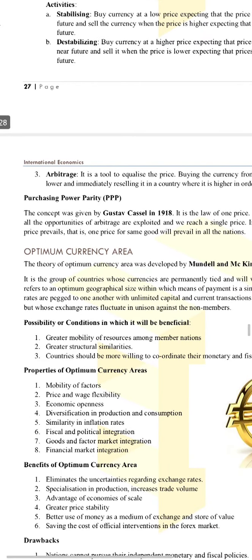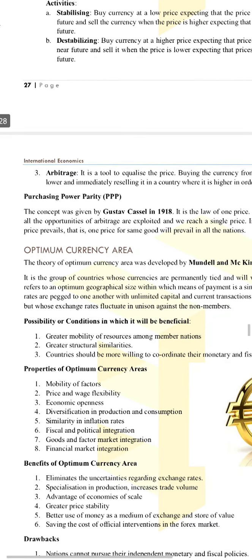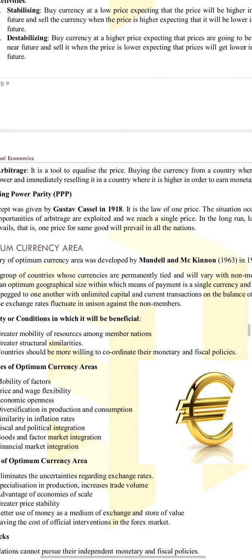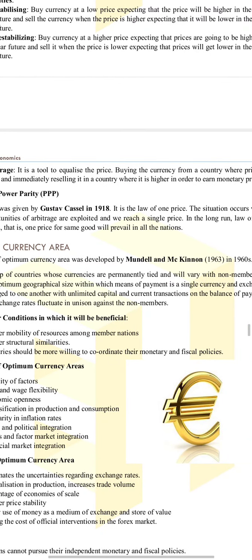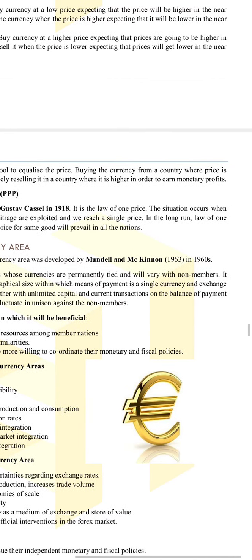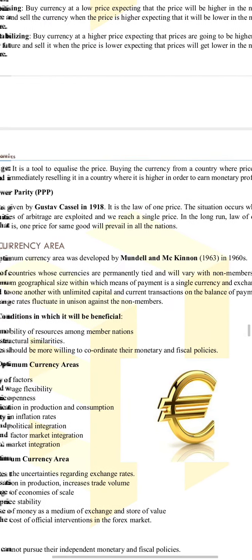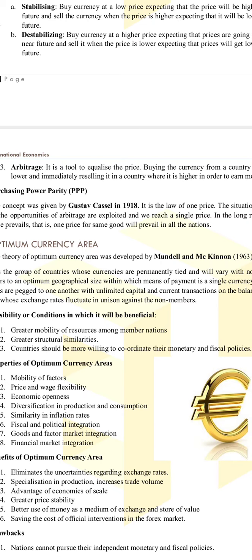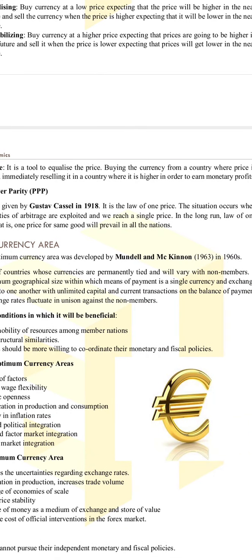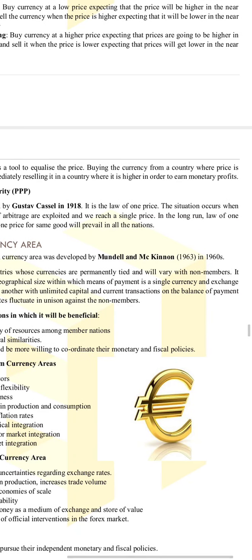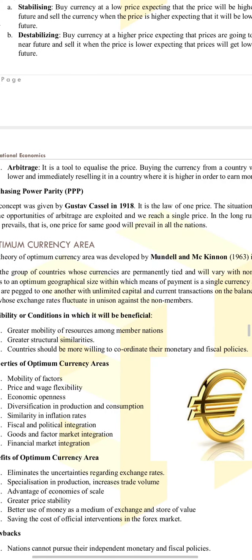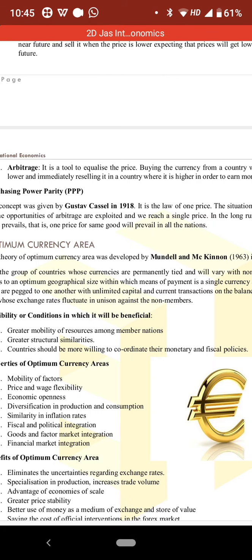Then arbitrage is a tool to equalize the price, buying the currency from a country where the price is lower and immediately reselling it in a country where it is higher in order to earn monetary benefits.